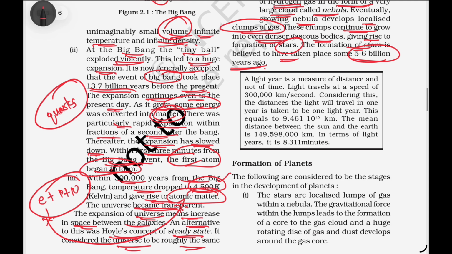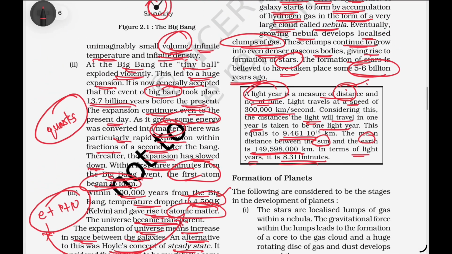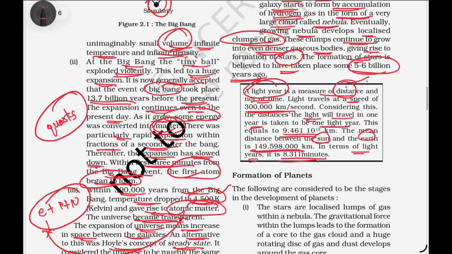So what is the meaning of light year? It is a measure of distance, not time. Light travels at a speed of 3 lakh kilometers per second. Considering this, the distance light will travel in 1 year is taken to be 1 light year. This equals 9.461 × 10^12 kilometers. The mean distance between the sun and the earth is somewhere around this much, and in terms of light time it is 8.31 minutes. So this is regarding the formation of galaxies and stars.